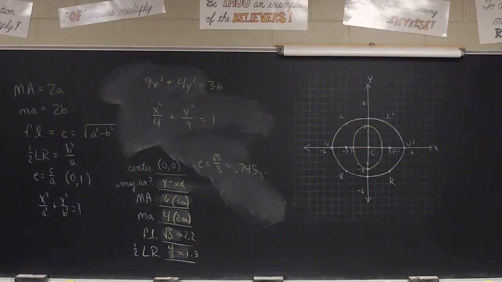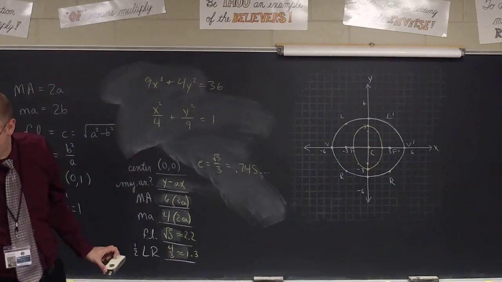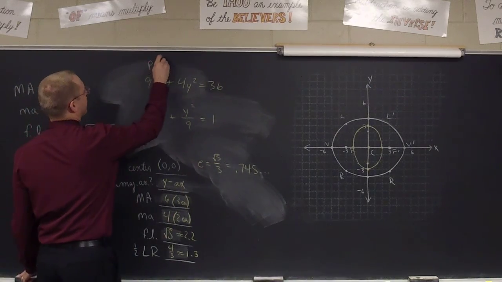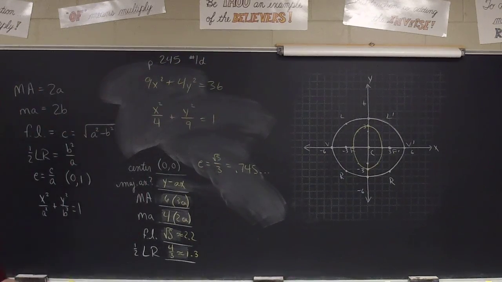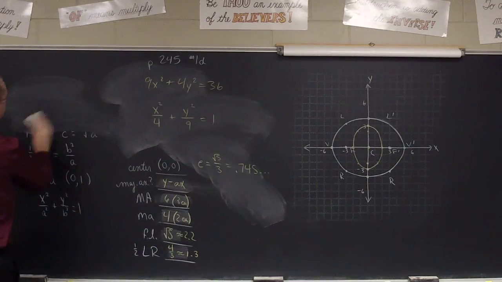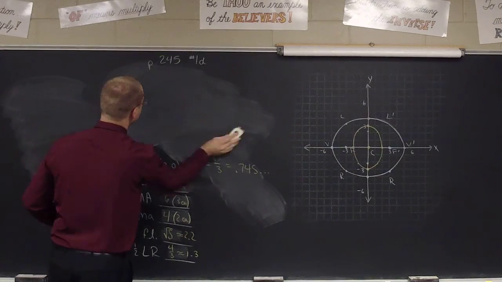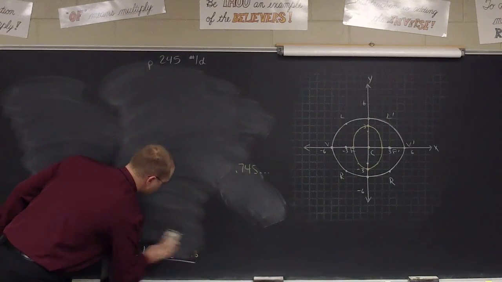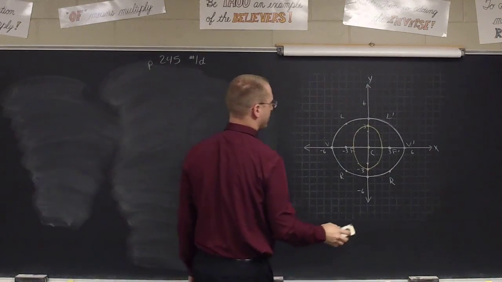Go ahead and do 1D. Go ahead and get a new Cartesian plane started, and let's do number 1D on page 245. Number 1, letter D. I'll give you a little bit of a head start, and then I'll graph it also.